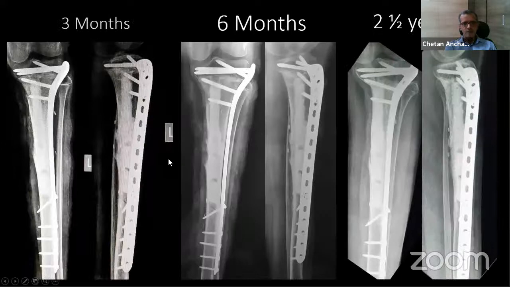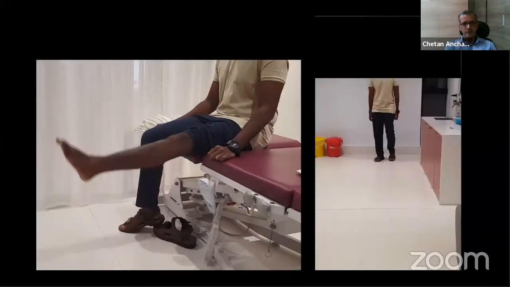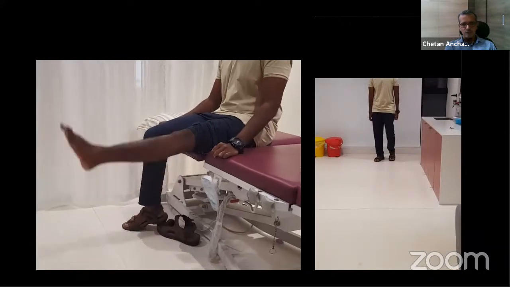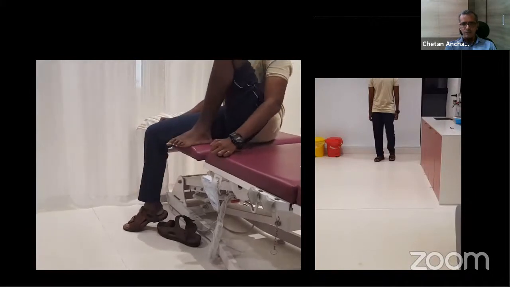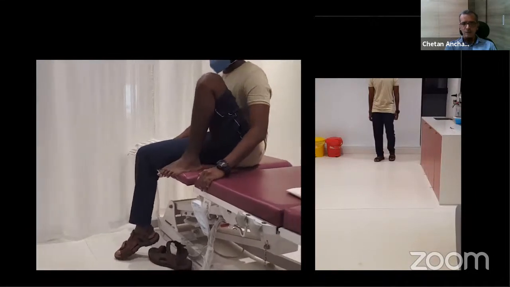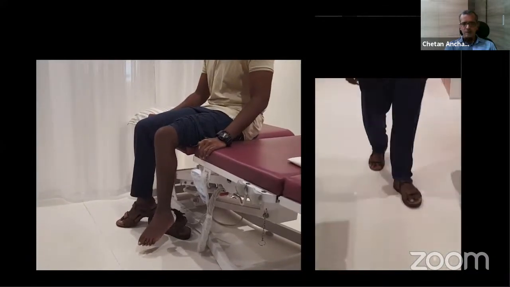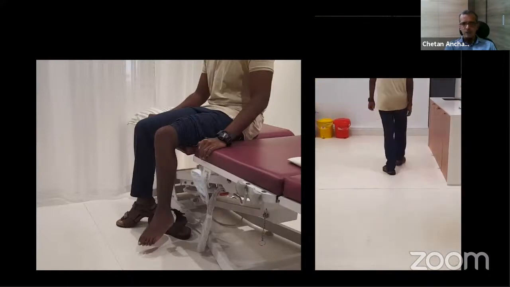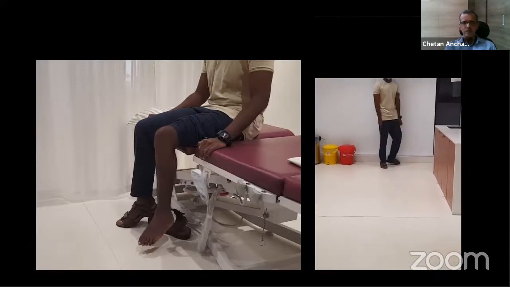At 3 months, 6 months, and at 2.5 years, it has united. This is his X-ray at 5 years. And that is his function. Quite recently, about 6 months ago, he followed up with me. So you've got an excellent range of knee movements. And he's an independent walker. So this is a permanent solution for him. Hopefully he will not need any form of revision as you would otherwise face with the megaprosthesis.